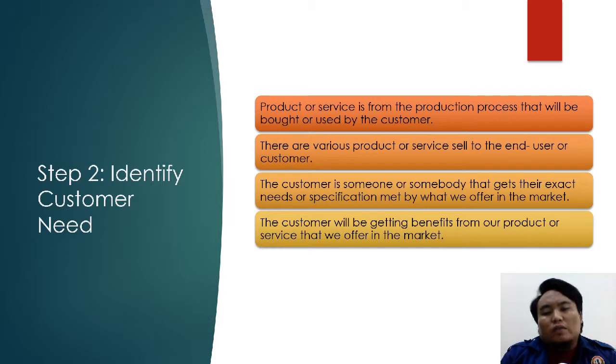A product or service comes from the production process and will be bought or used by the customer. There are various products or services sold to the end user or customer. The customer is someone who gets the exact need or specification met by what we offer in the market. The customer will get benefits from the product or service that we offer in the market.